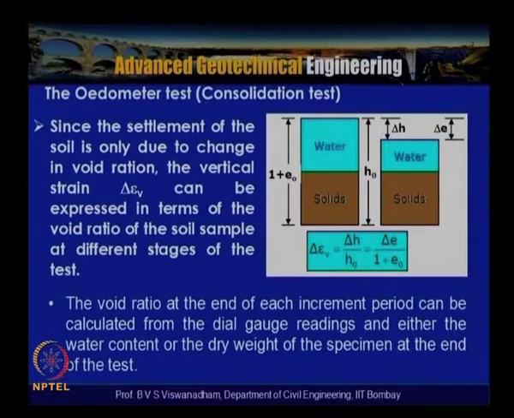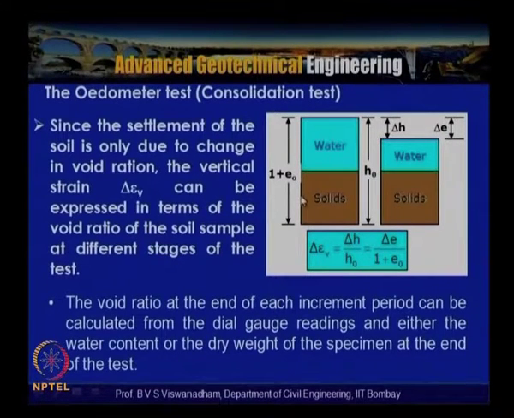So in this particular slide, we see how the analysis can be done. For example, here is a two phase system of water and solids, where the volume is 1 plus e naught, and initially the height is H naught. The thickness reduces to H naught minus delta H. So delta epsilon V, the change in volumetric strain, is nothing but delta H by H naught, which is nothing but delta e by 1 plus e naught.